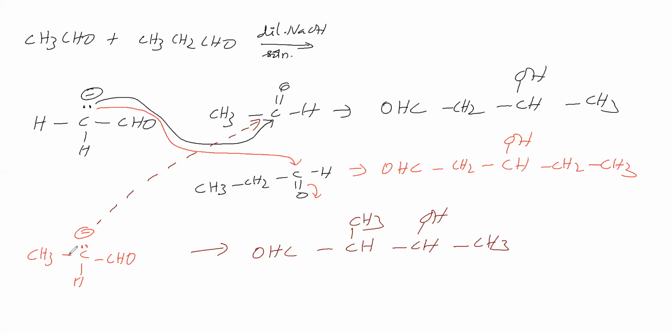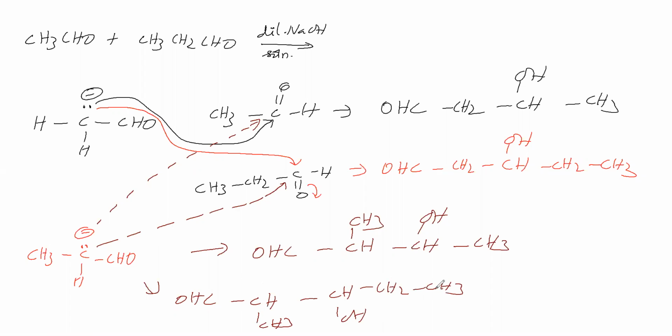Next, this carbanion can attack the propionaldehyde carbonyl carbon, isn't it? That is also one possibility, no? So it is attacking the propionaldehyde carbon. So what is the product? Now this CHO, this CH, this CH3, this CH3, here a single bond with this CH, OH, CH2, CH3.